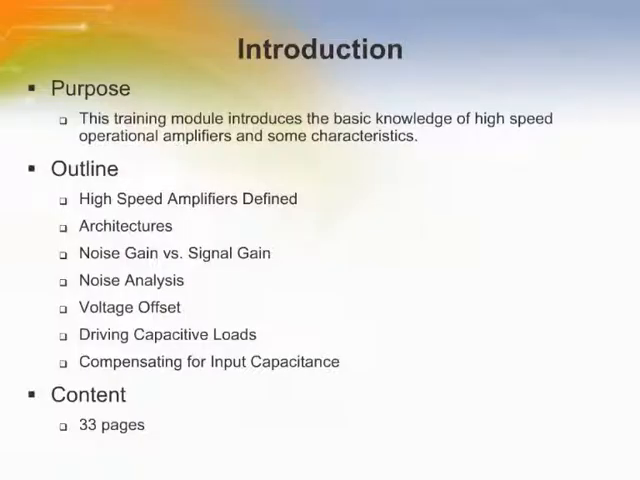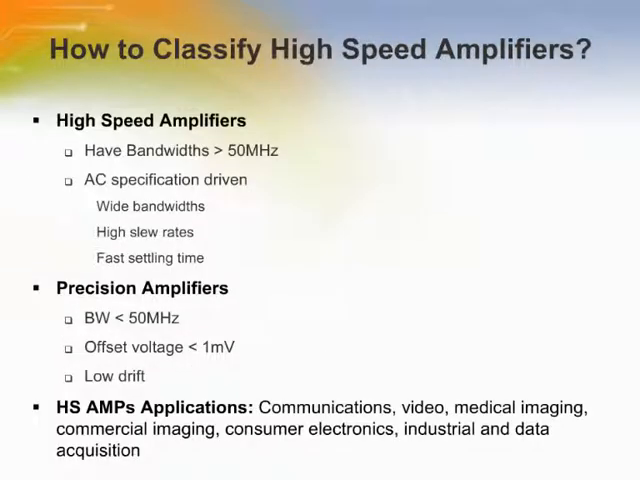Welcome to the training module on Analog Devices high-speed amplifiers, Part 1. This training module introduces the basic knowledge of high-speed operational amplifiers and some key characteristics. It is generally accepted that amplifiers with bandwidths greater than 50 MHz are considered high-speed amplifiers.